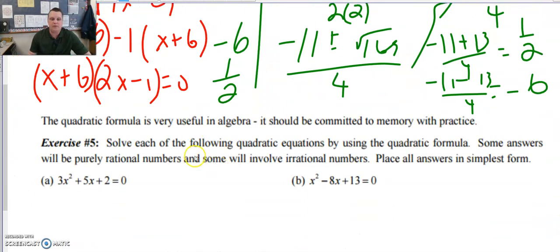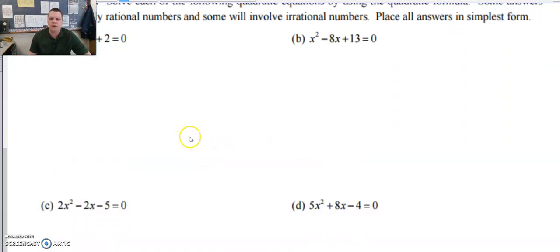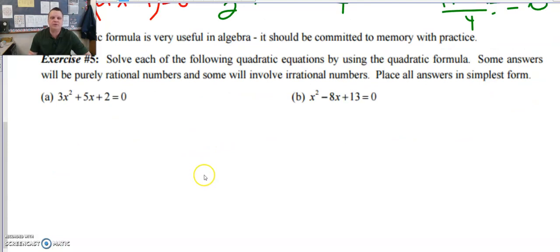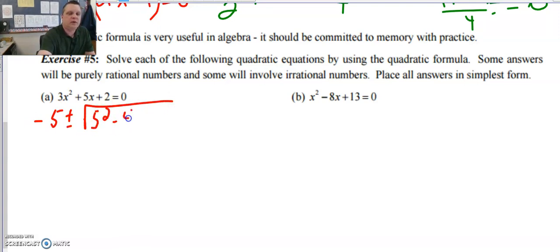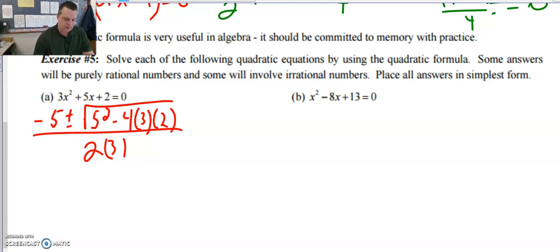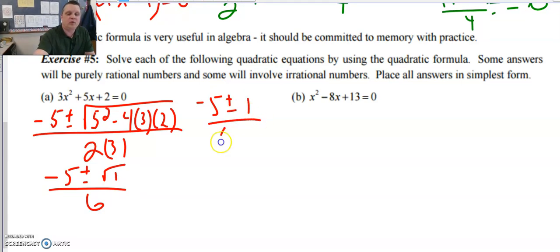Exercise 5. We have a few of these to do. What do we have to do here? We're going to solve each by the quadratic formula. Okay? So I'm going to move here. Okay? Negative b plus or minus square root b squared minus 4ac all over 2a. Again, you just put what's underneath the radical in your calculator. Turns out to be a 1. So you have negative 5 plus or minus the square root of 1 over 6. So then you have negative 5 plus or minus 1 over 6.